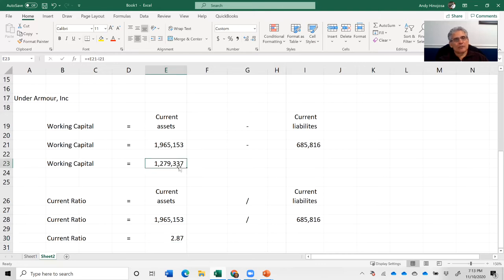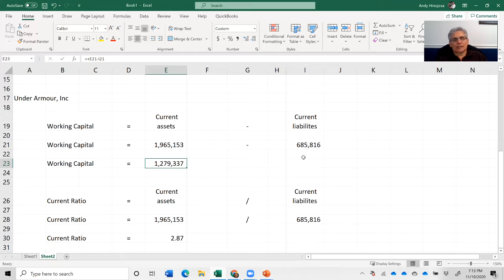In this case, we do. We have 1.279337. So this is good news. If this were a negative number, we'd be really concerned because what we're saying is we don't even have enough current assets to pay for our current liabilities.